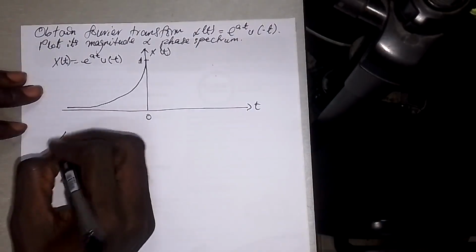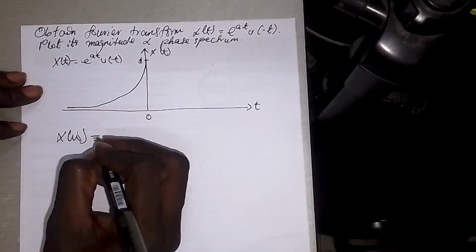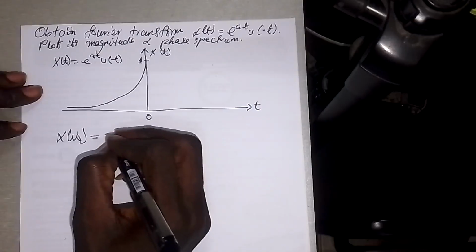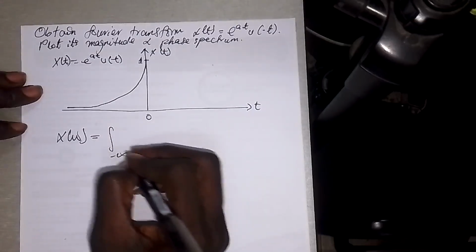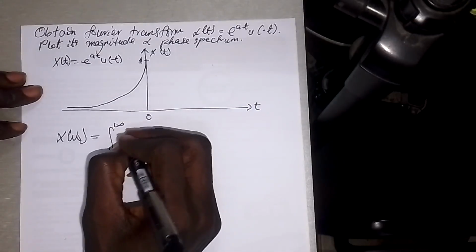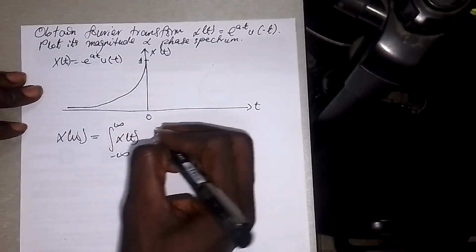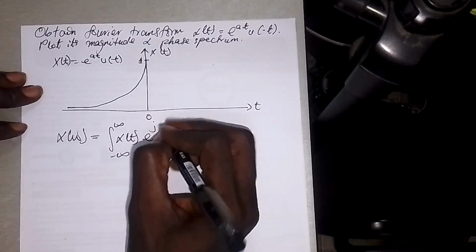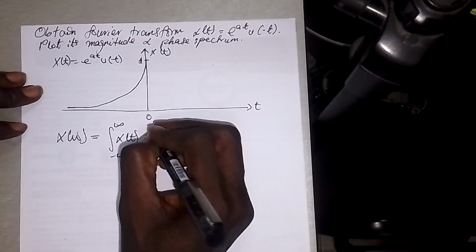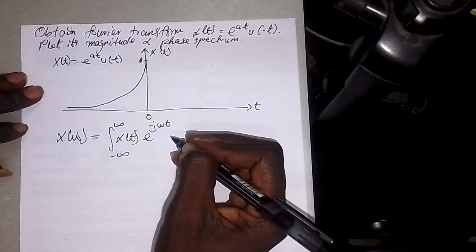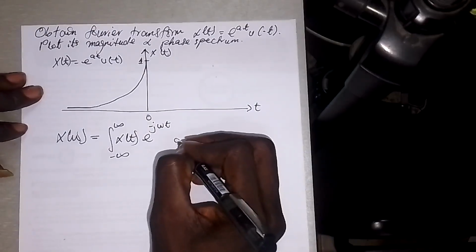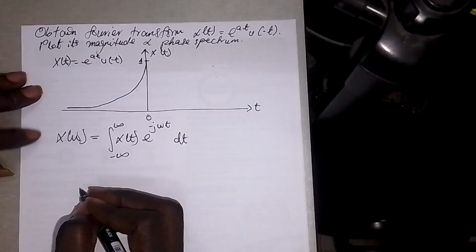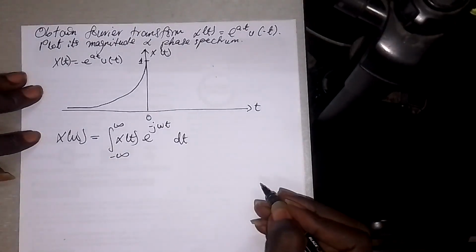Now you just go ahead. The Fourier transform X of omega is equal to the integral from minus infinity to infinity of x of t times e exponent minus j omega t. Here is minus. Alright? Now this is what we're going to have.